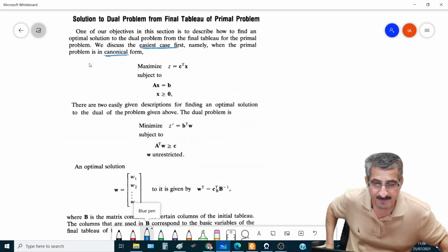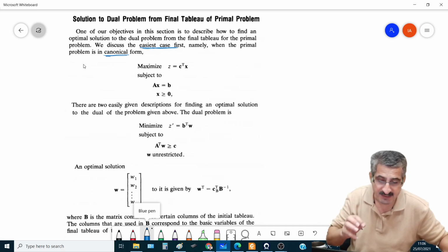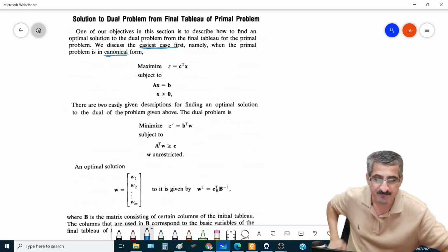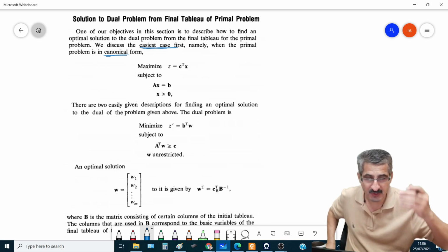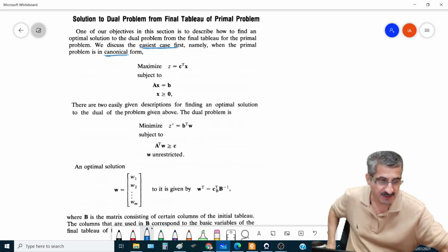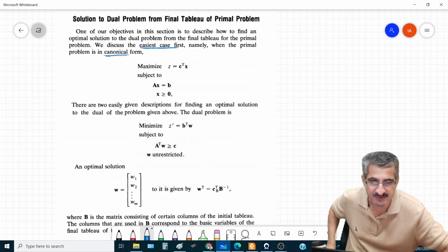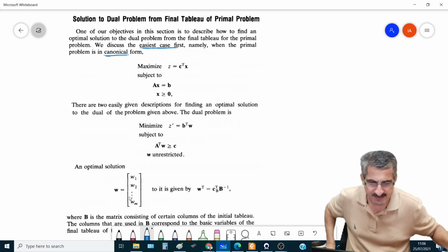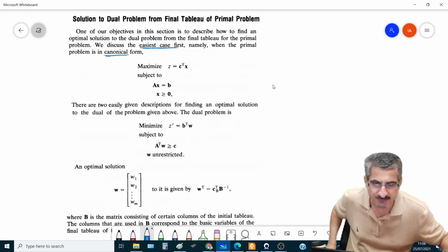Okay? Once we understand that, we will go and work it out in general for any primal problem, not necessarily the canonical form. But we need to understand this first. Now, there is an easy description of finding the optimal solution of the dual problem. The dual problem is, okay, let's see. This is the dual problem as we learned before, right?